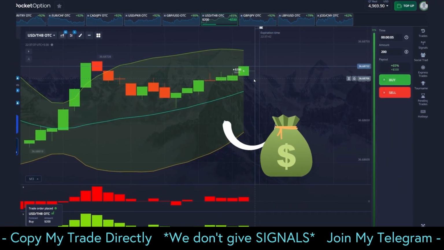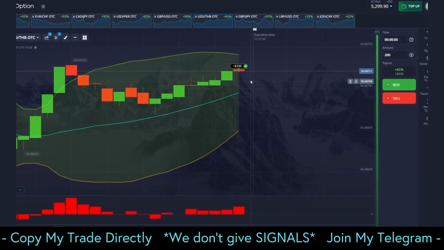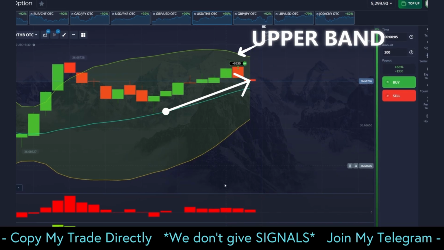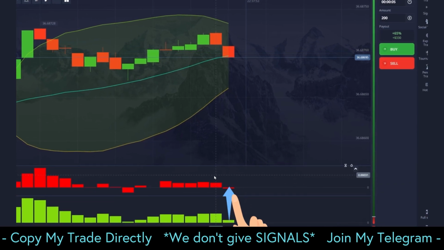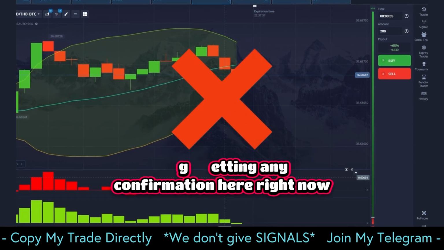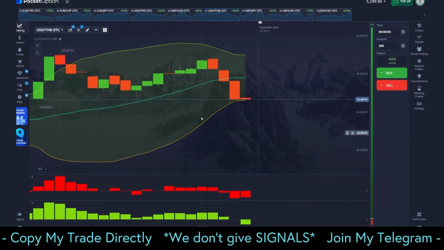In this, an opposite movement has come here. No problem, friends. We can still see here that the market is on the upper band, and this means a very good up movement, and the green bars are also getting bigger. Okay, friends, I am not getting any confirmation here right now. We will have to practice again on some other chart where we get good confirmation.